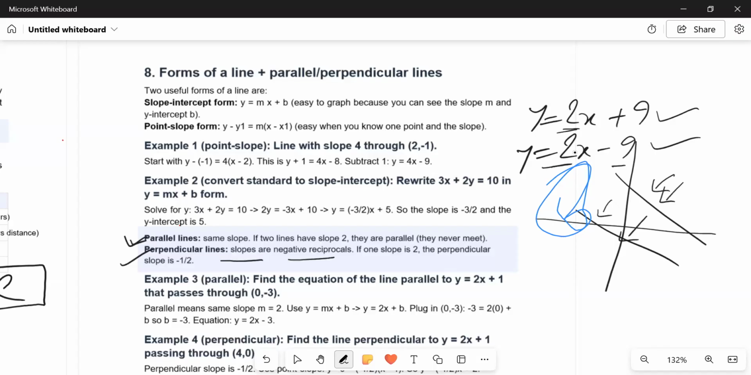For perpendicular lines, the slopes are going to be negative reciprocals. Meaning, suppose this is a line, and this is also another line.